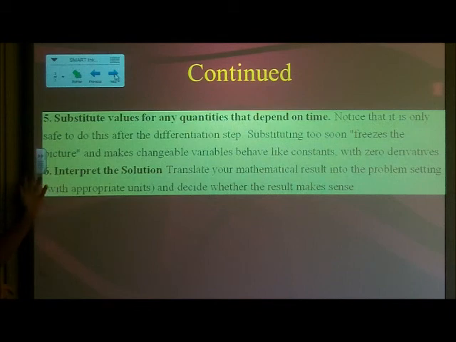And then finally, interpret your solution. You all know that. Does it make sense? Okay, is everybody ready for problem number one?